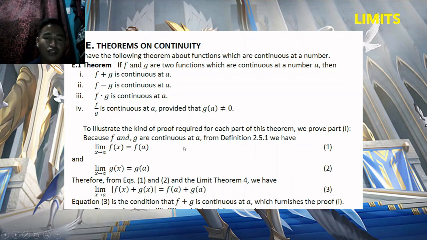Okay, because f and g are continuous at a, by definition, we have the limit of f(x) is f(a), and the limit of g(x) is g(a). Right? That comes from the definition of continuity. Therefore, if we add the two, the limit is equal to f(a) plus g(a). So they are continuous, right, because the x's become a. Okay. So equation 3 is the condition that f plus g is continuous at a, which furnishes the proof of part 1. Okay, so try parts 2 to 4.